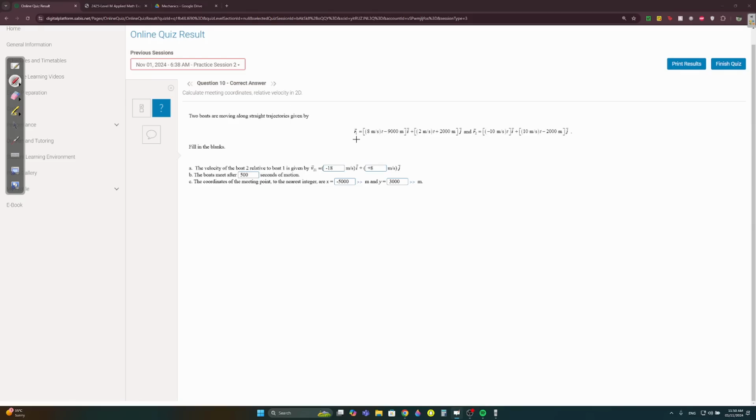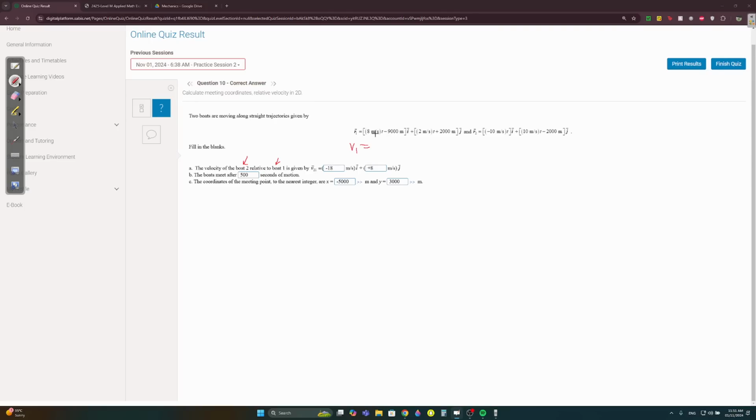Okay, R1 is this. R2 is this. So this is velocity of boat 2 relative to boat 1. Okay, this is easy. Remember, this is, I think, the closest approach. When you have two vectors, actually you need to find their velocities with respect to each other. Okay, this is the position. Let's actually find the velocity.